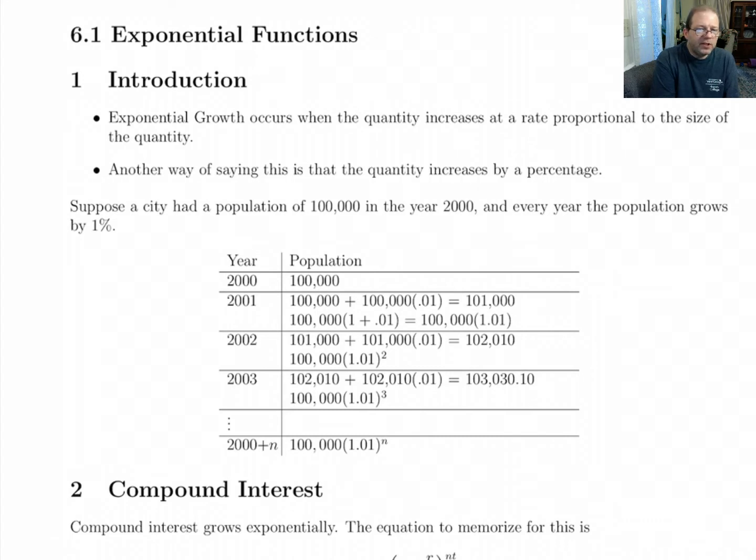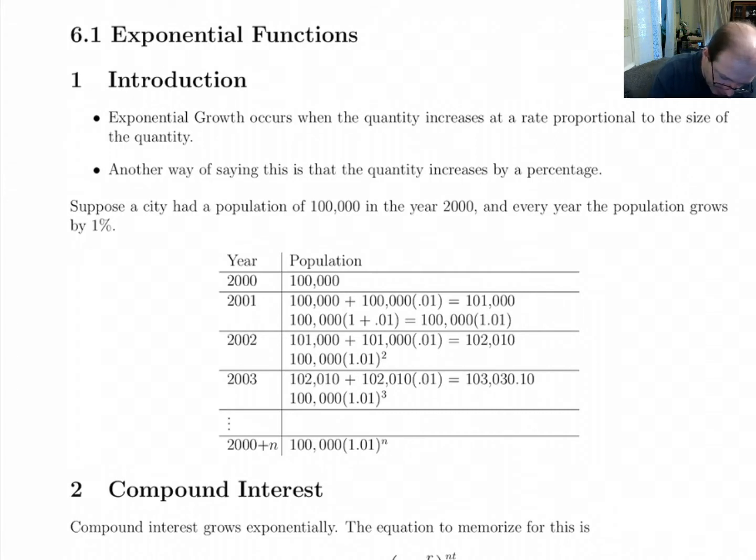A city's population is 100,000 in the year 2000, and then every year the population grows by 1%. Now, the thing that makes this compound growth or exponential growth is the fact that as the population gets bigger, 1% of it is going to get bigger as well. So it's not going to be growing at a linear rate where every year it adds on a certain amount. Every year it's going to add on 1% of it.